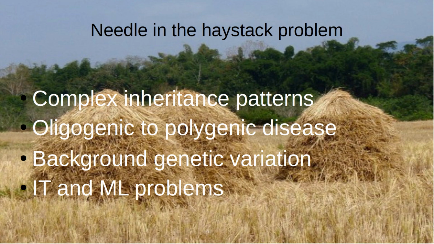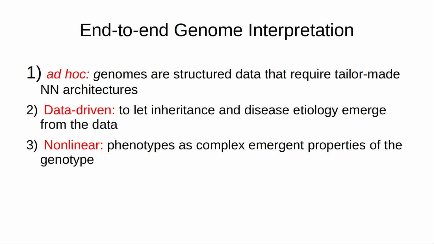Moreover, genomes are large and partially structured data that is not easy to feed into conventional machine learning methods and pipelines. Our answer to those challenges is based on three tenets. First, the big data size and the peculiarities of genomic data means that they require the development of ad hoc neural network architectures able to accommodate them. Second, those models should follow a data-driven approach in which inheritance patterns emerge from the data. And third, we assume that the genotype-phenotype relationship is highly nonlinear for most of the non-trivial traits.